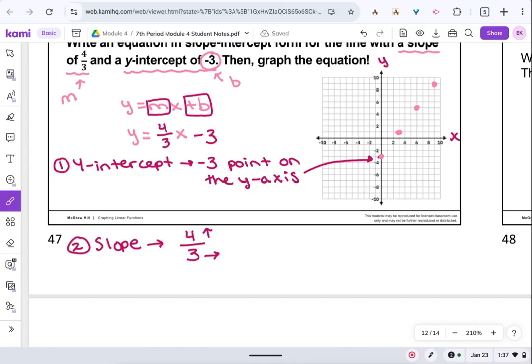Now is when we're going to connect our lines, okay, or our points to make a line. Again, please use a ruler for this so that we have a nice straight line, and we include arrows on the ends of our lines there.